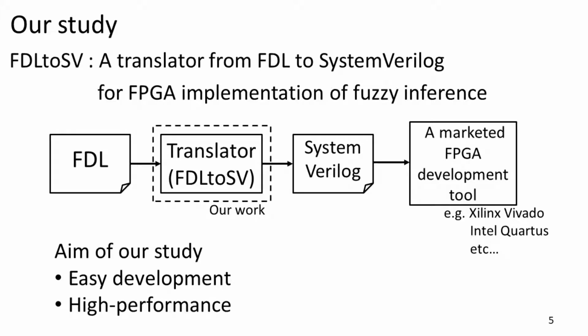Consequently, we developed FDL2SV. FDL2SV is a translator from FDL to SystemVerilog for FPGA implementation of fuzzy inference. It became possible to convert FDL to SystemVerilog by FDL2SV. We aim at easy development for high performance of fuzzy inference on FPGA.